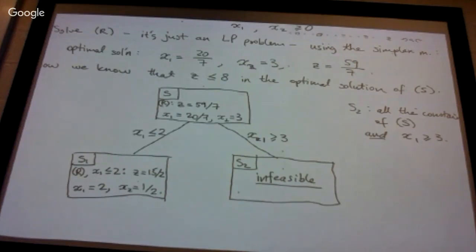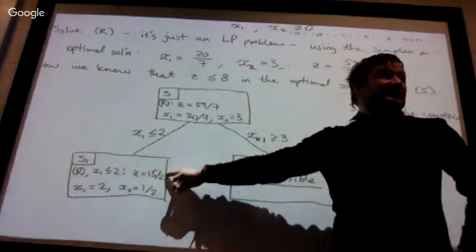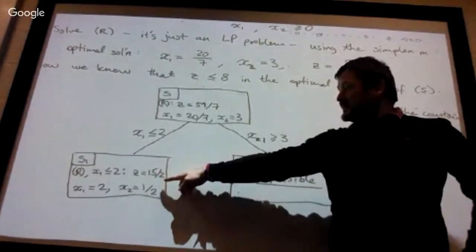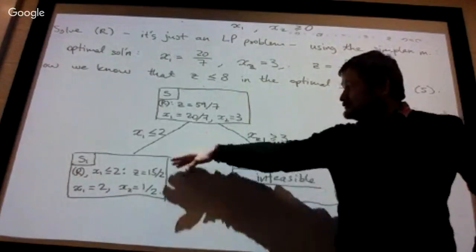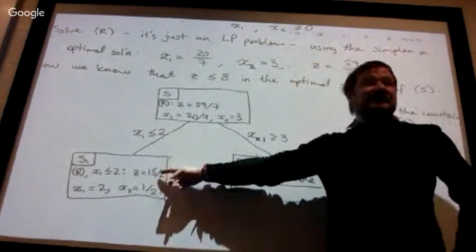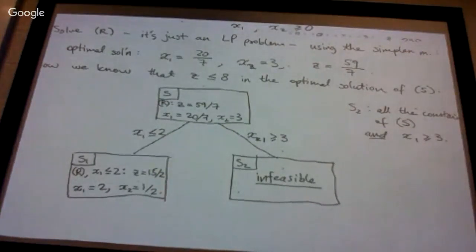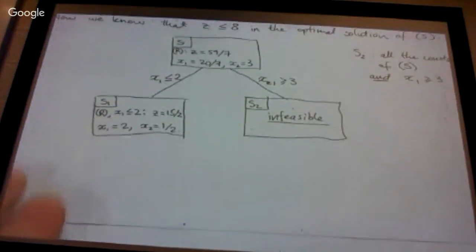So we still don't know the optimal solution, but we know it's certainly not going to be better than 7. Even if we don't insist on x1 and x2 being integers, it's constrained, there's no way of making it better than 7. So there's nothing we can do about this other than branch again.